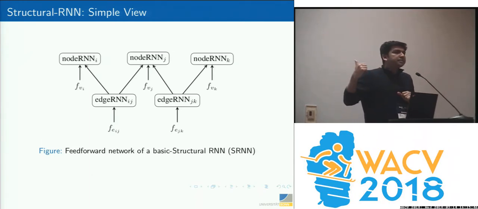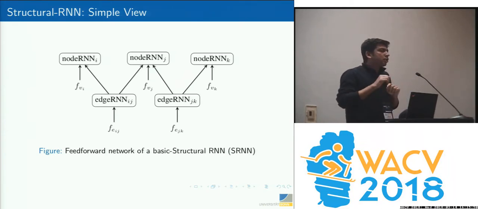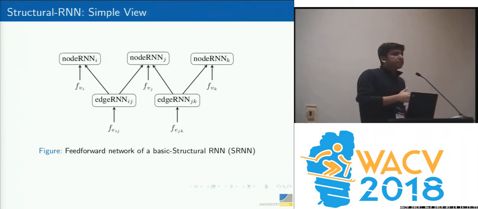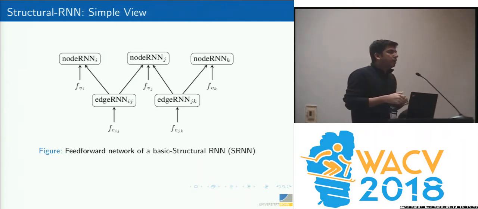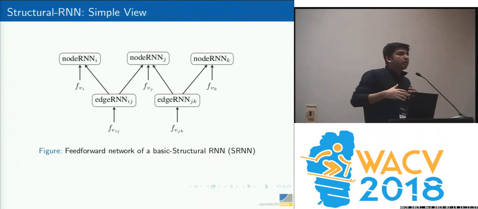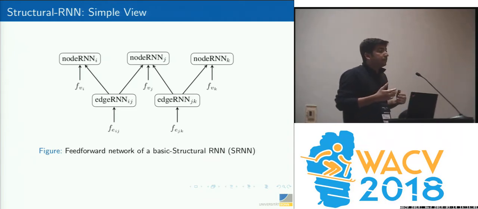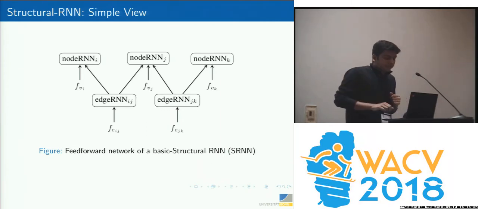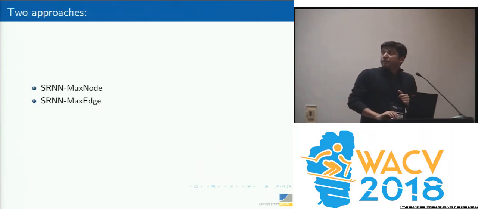The disadvantage of this vanilla structural RNN is that it needs a constant number of nodes and a constant number of edges. But in sports or any new group activity analysis, the number of nodes and the number of edges can vary. So we propose two different methods which can handle this scenario properly. The first is called SRNN max edge max node, and the other is called SRNN max edge.